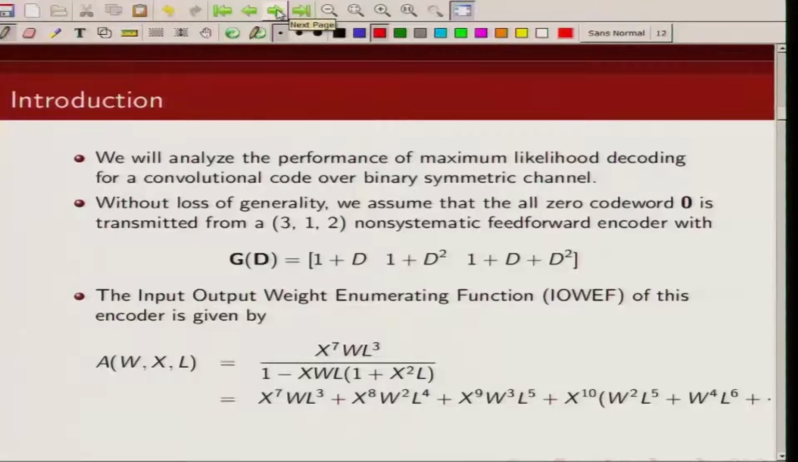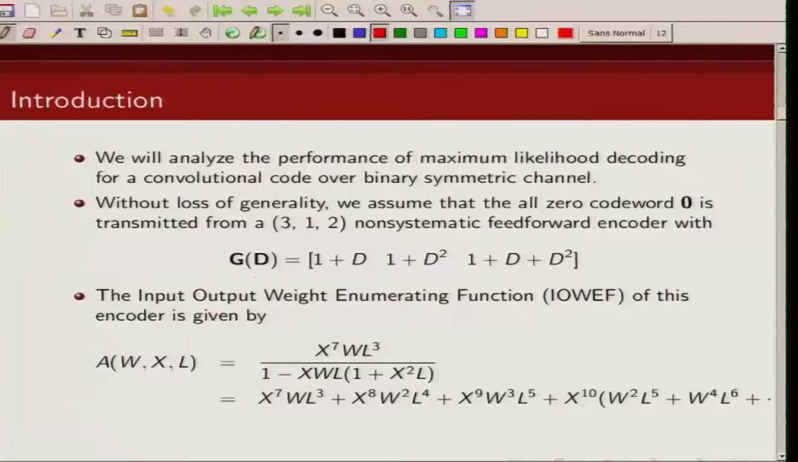Now, we would require one more concept which we discussed in lecture 2C, which is the input output weight enumerating function. So, what does the input output weight enumerating function tell us? It tells us what input will cause what corresponding output, and what is the length of that particular sequence. As you can see, these all 0 paths through the trellis are all valid code words. So, this weight enumerating function essentially enumerates all non-zero code words.